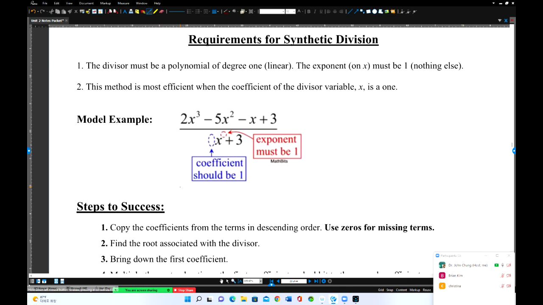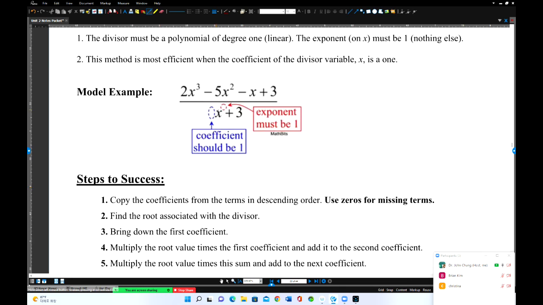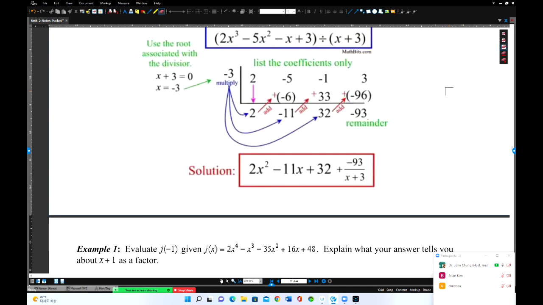This is synthetic division. Remember, the coefficient a should be equal to 1, and the exponent must be equal to 1. Linear. x squared plus 3, in this case, is not linear. In this case, you had better use long division. Synthetic division is allowed only when the coefficient is 1 and the exponent is 1. We're going to have one more practice over here.